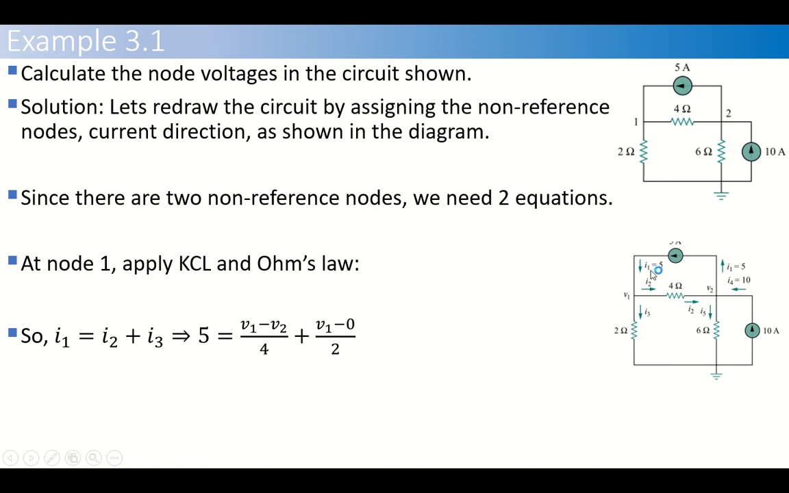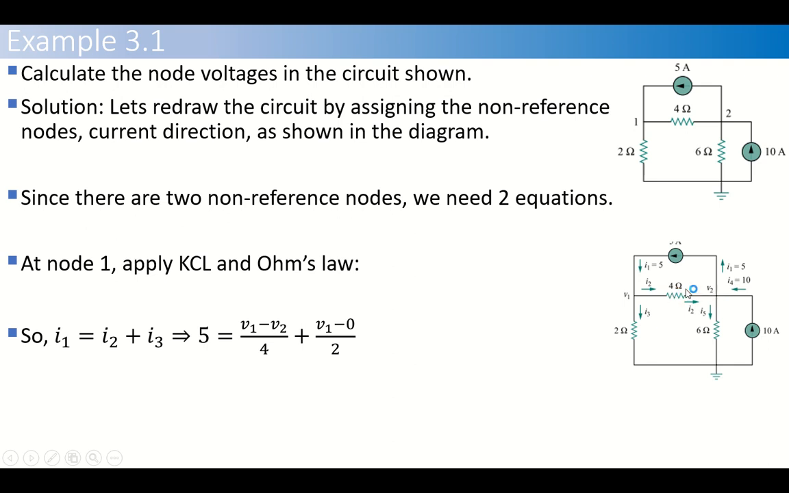We have the value of I1, that is 5 ampere, and we can write the equation for I2 using Ohm's law. We know that current is voltage divided by resistance. The 4 ohm resistance is connected between node number 1 and 2, and current flows from the V1 node to the V2 node. So we can write the potential difference across the 4 ohm resistance as V1 minus V2.